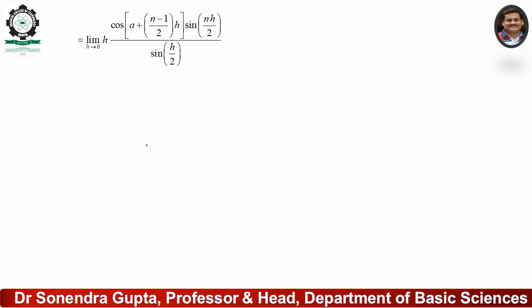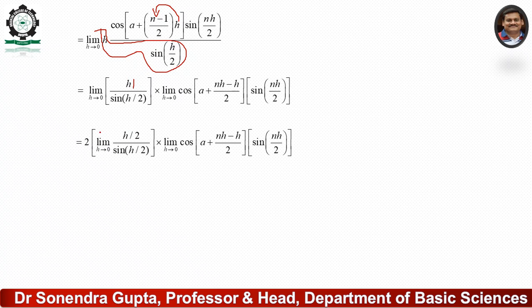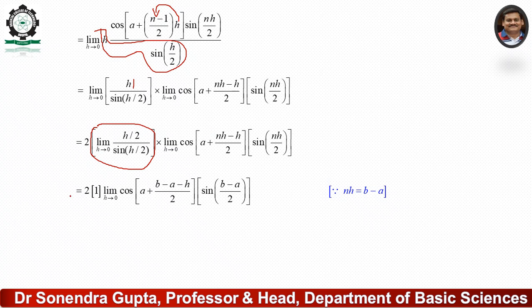So we get h cos a plus n minus 1 upon 2 h sin nh upon 2 sin h by 2. Now we multiply the h into this term and separate it from this term. Now this is sin h by 2 and this is h, so we multiply and divide by 2 in the next term. So we write it this way. Now this value is 1.